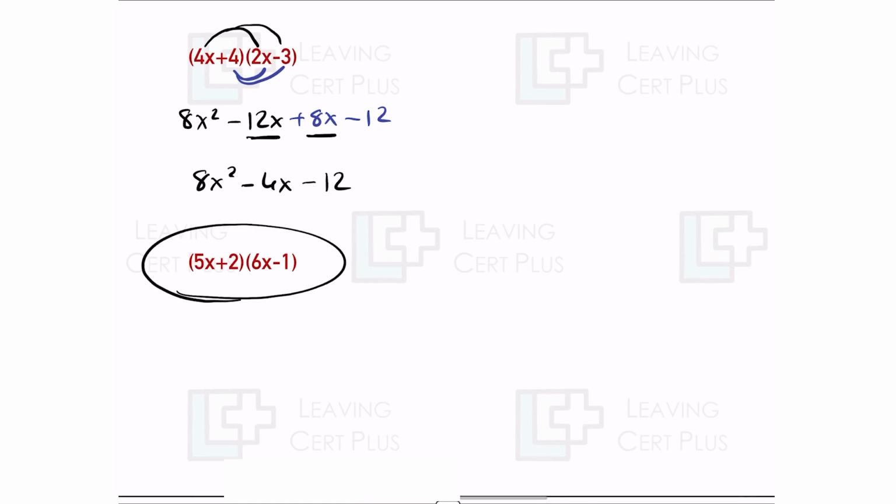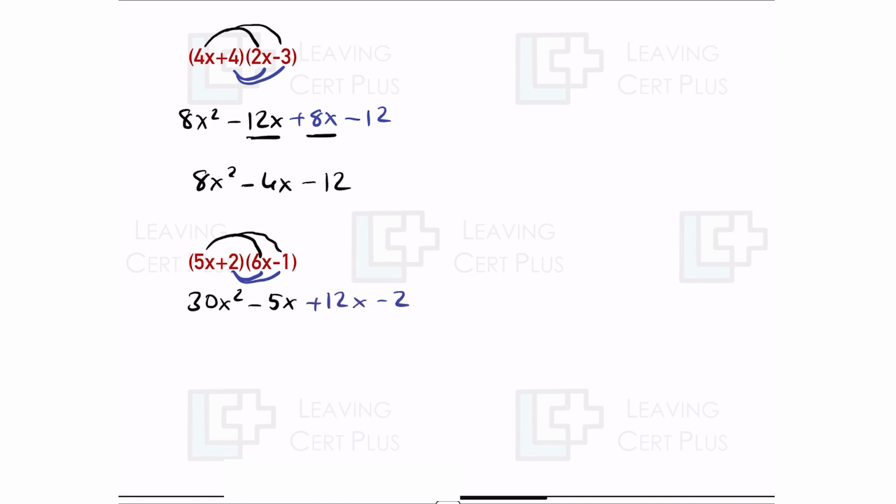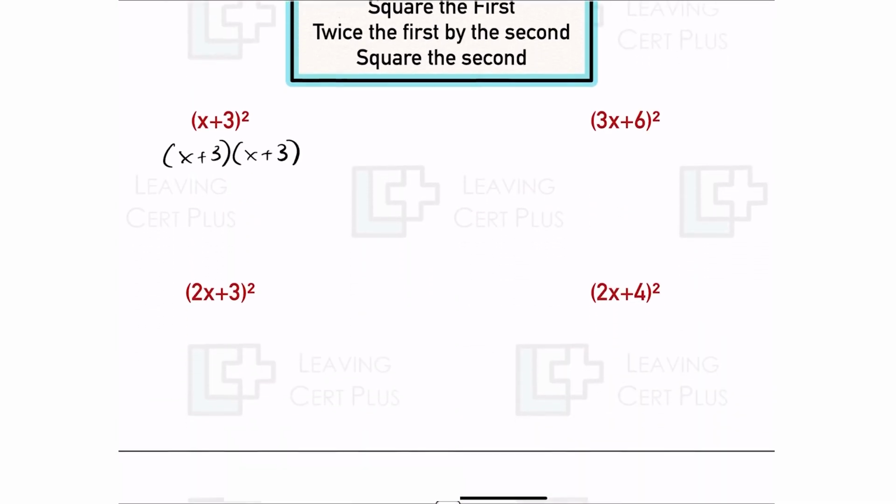I want you to pause the video and try the second. So interacting the 5x with the 6x and then the 5x with the minus 1. So that's going to be 30x squared minus 5x. And then we can do the same with the 2. So 2 by 6x and 2 by minus 1. So that's going to give us 12x and then a minus 2. So then you can interact these two terms together. So you're going to get 30x squared and you'll get plus 7x when you add them together, minus 2, and that's your answer.